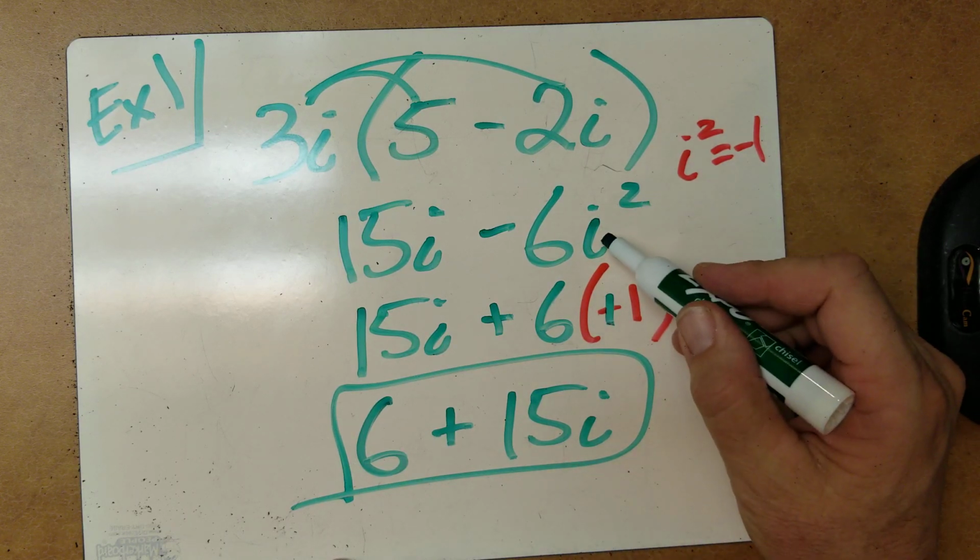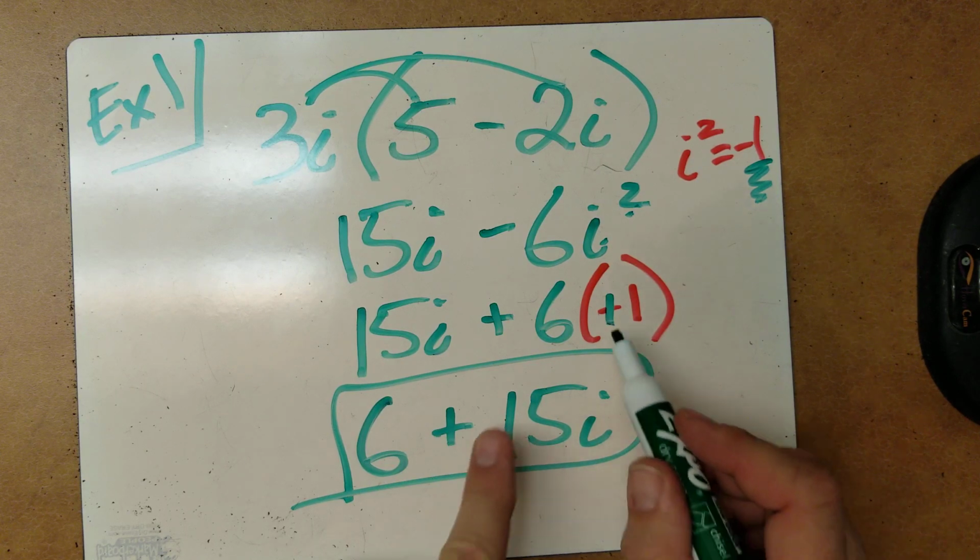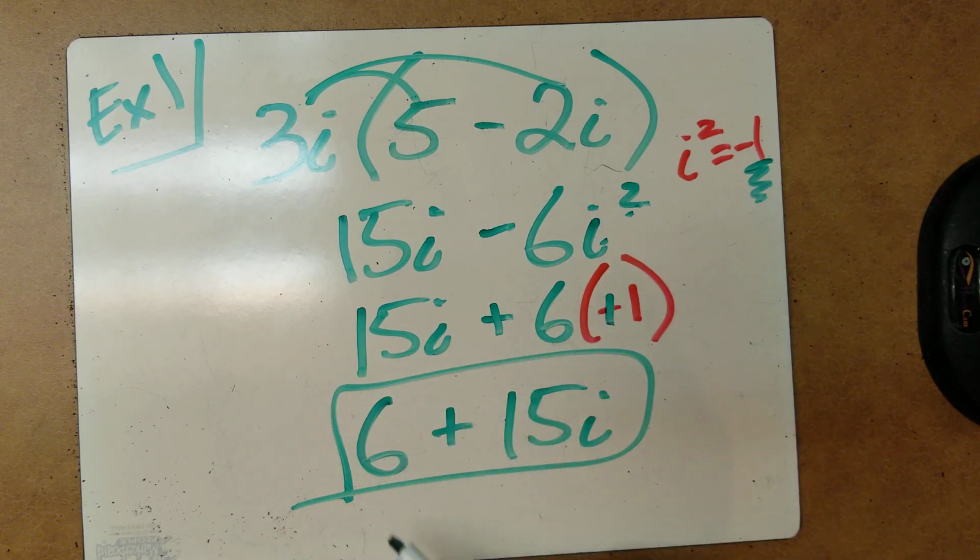But this is the key. When you see an i squared, feel free to replace it with -1. Multiplying those made that positive.